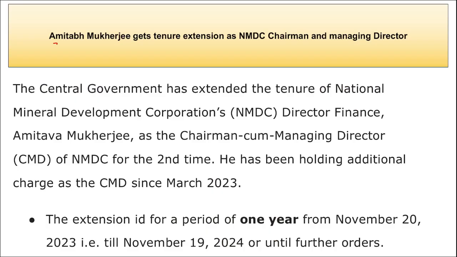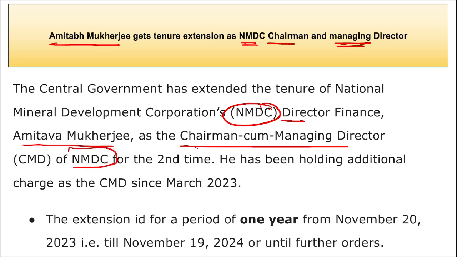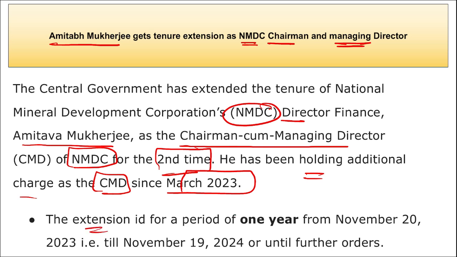Next is Amitabh Mukherjee got the tenure extension as NMDC Chairman and Managing Director. I repeat, recently the central government has extended the tenure of NMDC's Director Amitabh Mukherjee as the Chairman cum Managing Director of NMDC for the second time, and he has been holding additional charge as the Chairman and Managing Director since March 2023. The extension is for a period of 1 year from November 20 till 19th of November 2024 until any further order. So this extension is for 1 year.